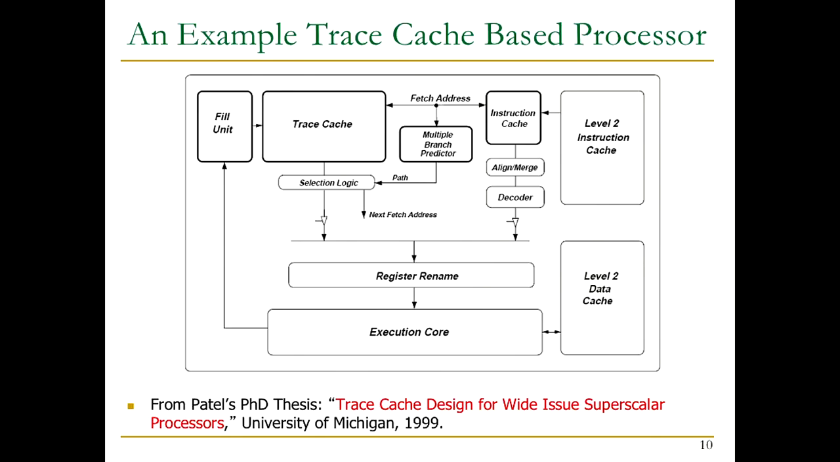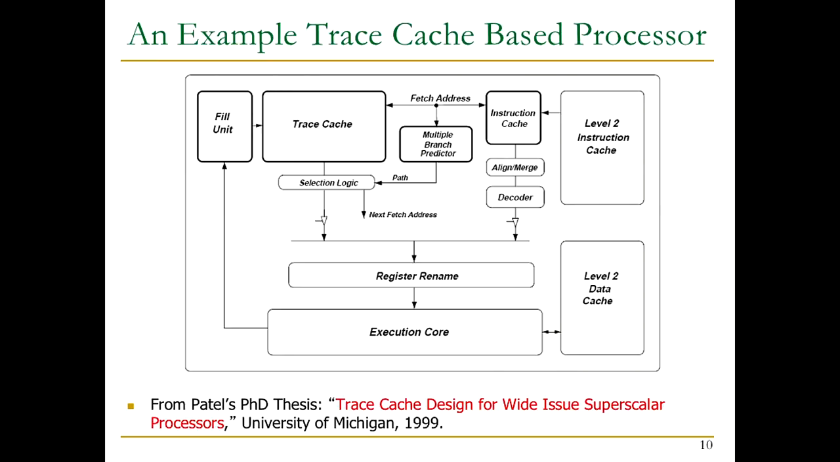OK, this is another example. This shows, for example, an instruction cache over here and a level 2 instruction cache. And you basically supply the fetch address to both the trace cache and the instruction cache. And trace cache maybe provides multiple traces. As I said, ABC and ABD may be both stored in the trace cache. Then you have a choice. How do you pick which one to choose?